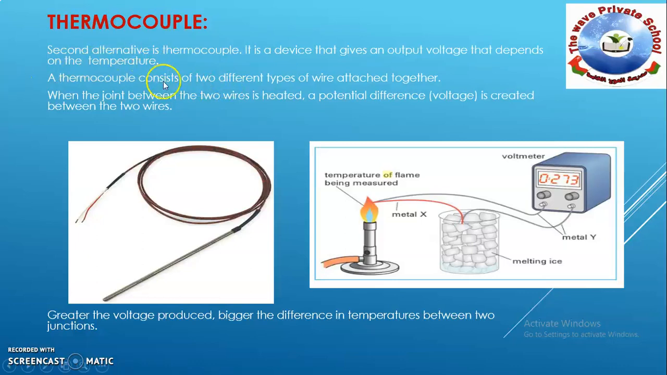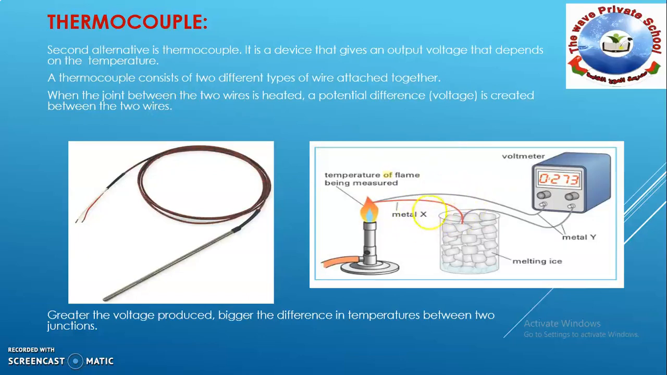A thermocouple consists of two different types of wires attached together. When the joint between the two wires is heated, a potential difference is created between the two wires. To understand this, just focus on this picture.